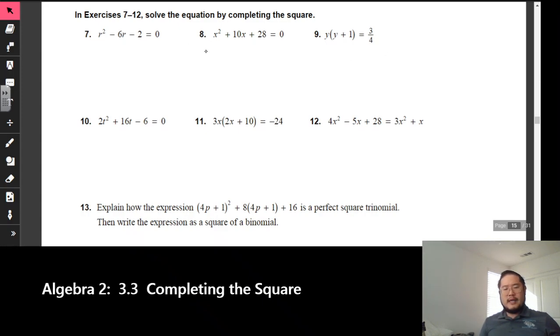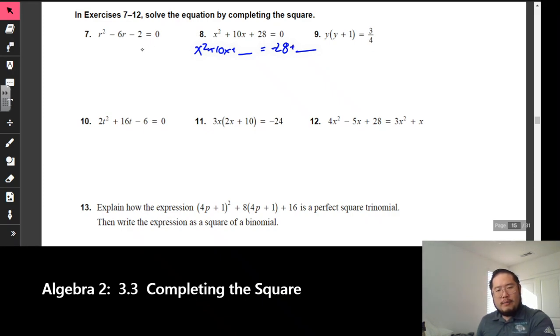All right, so let's start with our steps right here. First off, our a term is equal to 1. So we can go ahead and just keep completing the square. We're going to isolate the c term. So I got x squared plus 10x plus blank is equal to negative 28 because I subtracted that to both sides of the equation.